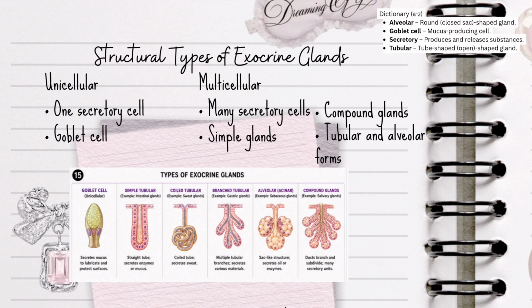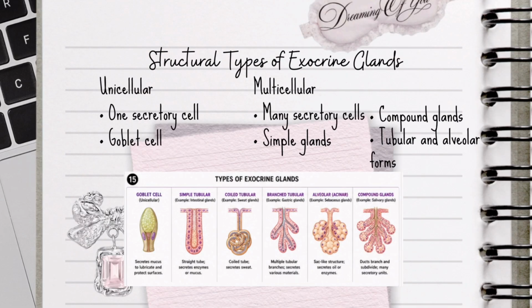Most exocrine glands, however, are multicellular, meaning they're composed of many secretory cells working together. These glands may have simple unbranched ducts or compound branched ducts. Their secretory portions may also be tubular, coiled tubular, or alveolar, depending on their function. These structural differences allow glands to efficiently produce, store, and transport their secretions.